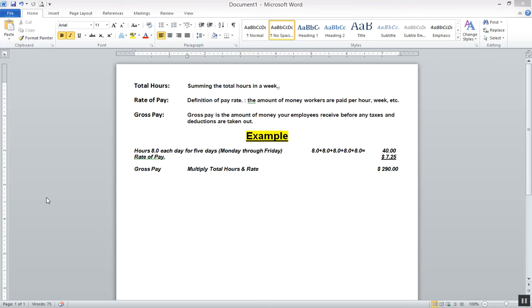The next definition, this would be a brand new one for you, is rate of pay. And the definition of rate of pay is the amount of money workers are paid per hour, per week, etc. In our case, we are going to be talking rate of pay as the amount of money that workers are paid per hour by their employer.